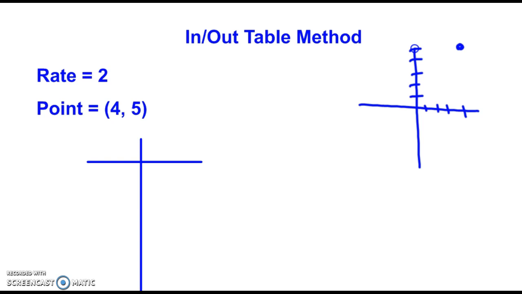Since it's positive, I know it's an increasing line. I also know that for every 1 on the x, it goes up 2. 1, 2. Up 2. And then I have a line. So I want the equation of this line.